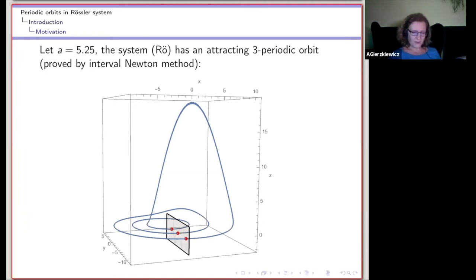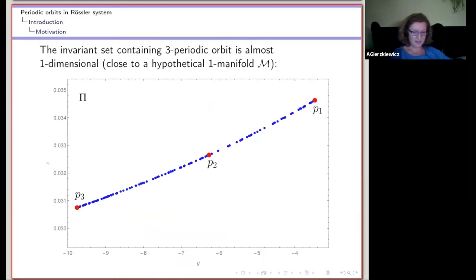When we observe this three-periodic orbit for the parameter A equal to 5.25, we were wondering what is happening, well, maybe inside this small region. What can we expect there? Well, mostly we can observe that there is a strong contraction in the Z direction. So probably we can expect some invariant set which should be almost one-dimensional with a three-periodic orbit, which we can sketch more or less.